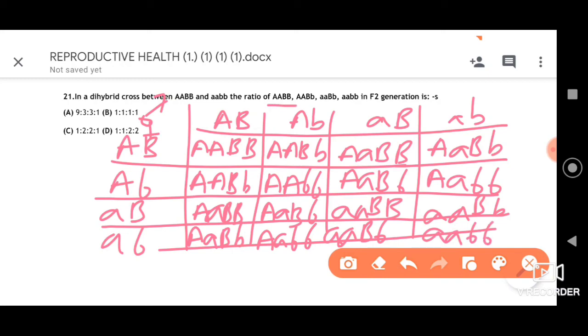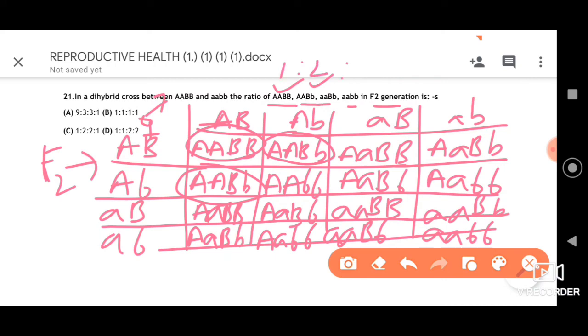Now how much of a ratio does this 4 hold? We need to identify, dear friends, in the F2 generation. This is the F2 generation. Now you observe capital A, capital B, 1. Then next is what? Capital A, capital B, small b. Here 1 we have, followed by another, so 2 we have. So 1 is 2, 2 is 2.